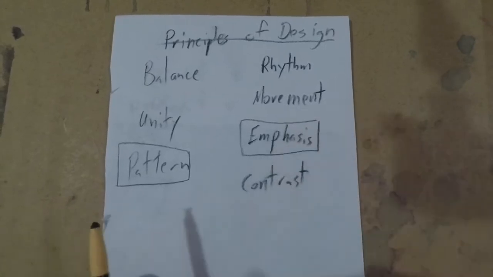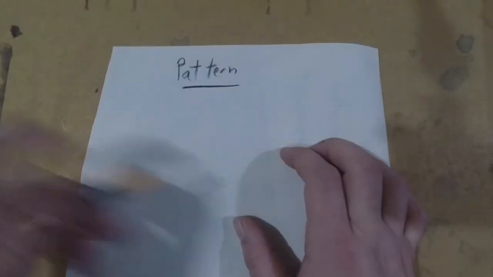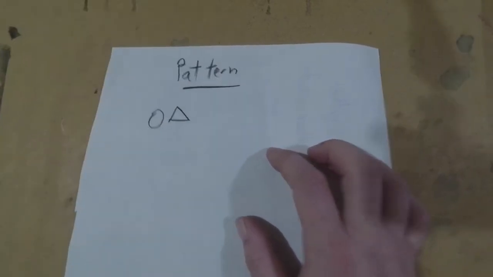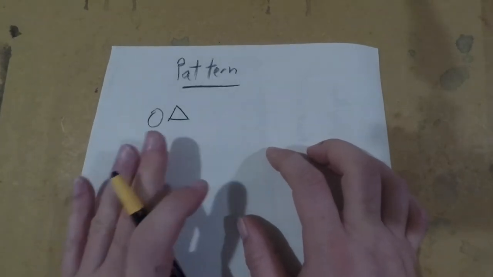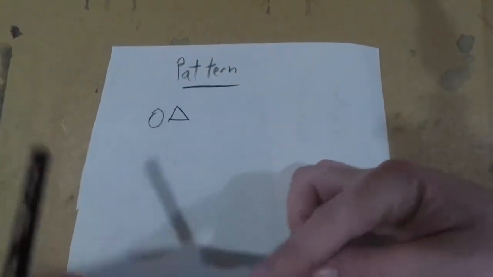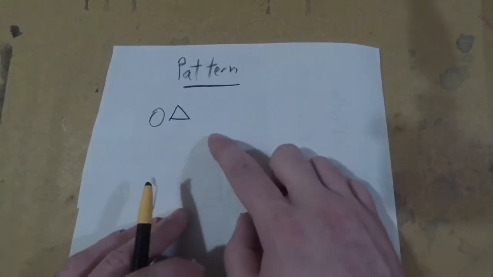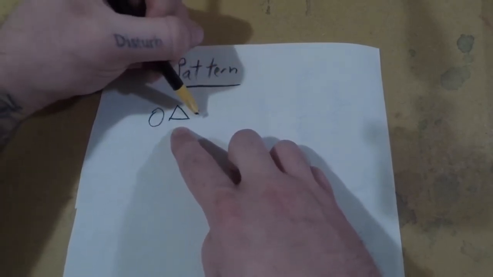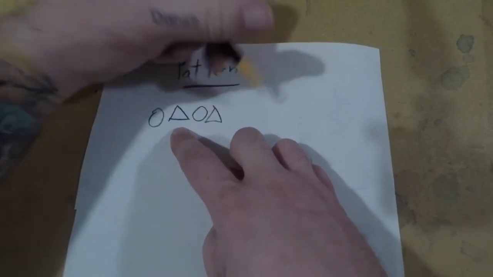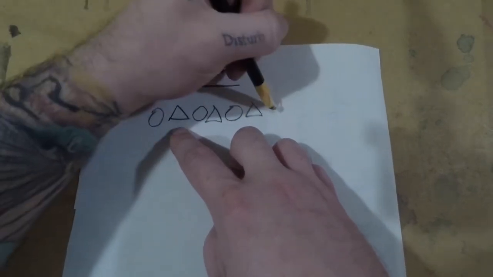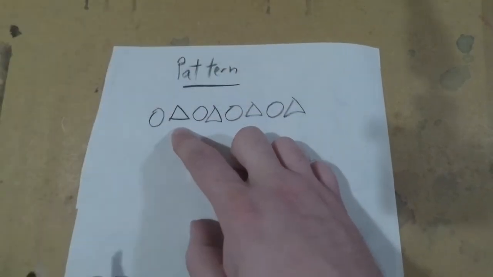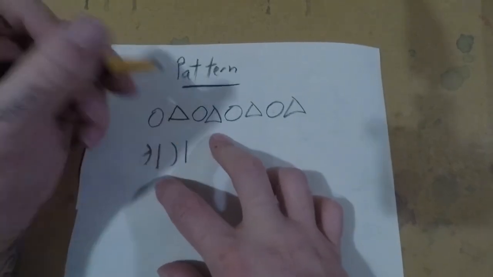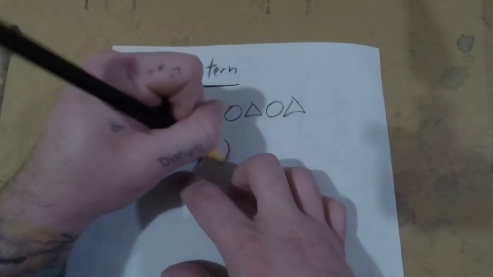So let's take a quick second and just take a look at that together. Okay, so if I start with a circle and a triangle, this is not a pattern because it does not repeat. It does not keep going. So to make this into a pattern, I would have to continue in the same order. So where it went circle, triangle, I would repeat that order and go circle, triangle, circle, triangle, circle, triangle. I can do the same thing with line. I can go curve, straight, curve, straight, curve, straight, curve, straight.